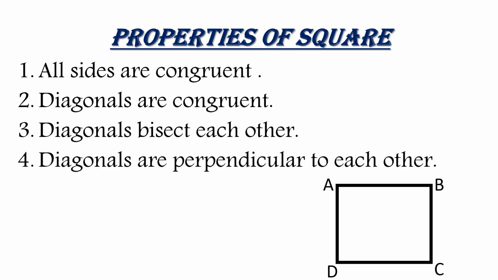Diagonals are perpendicular to each other. Here diagonal AC and diagonal BD intersect each other at O and you can see that angle AOD is 90 degrees. Angle AOB is also 90 degrees. Angle BOC and angle COD are also 90 degrees. It means diagonals meet each other at 90 degrees.